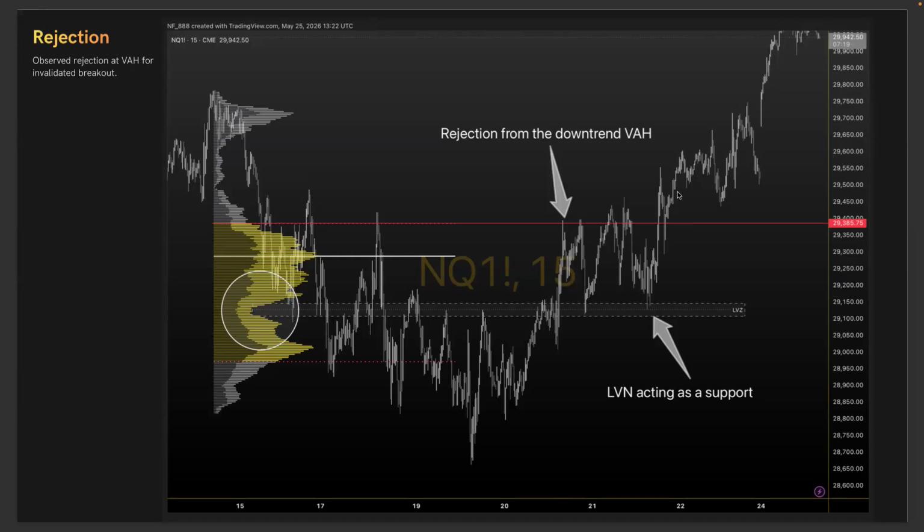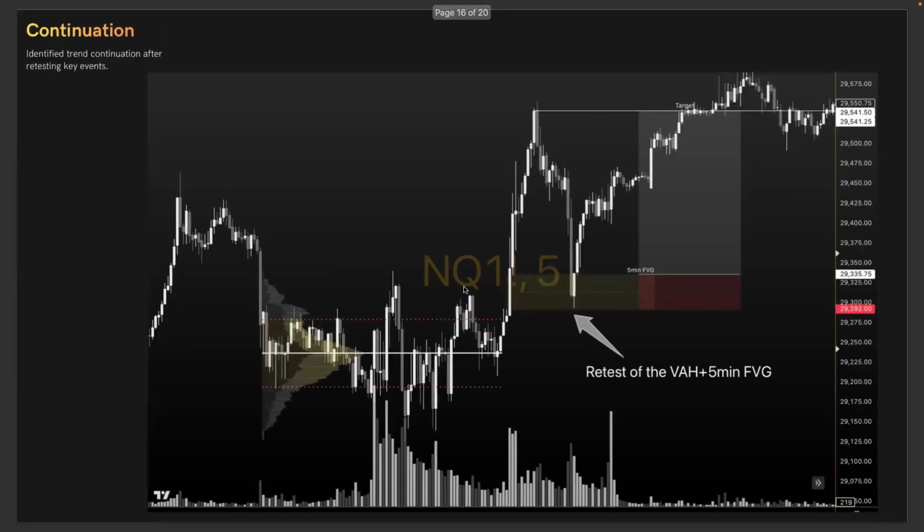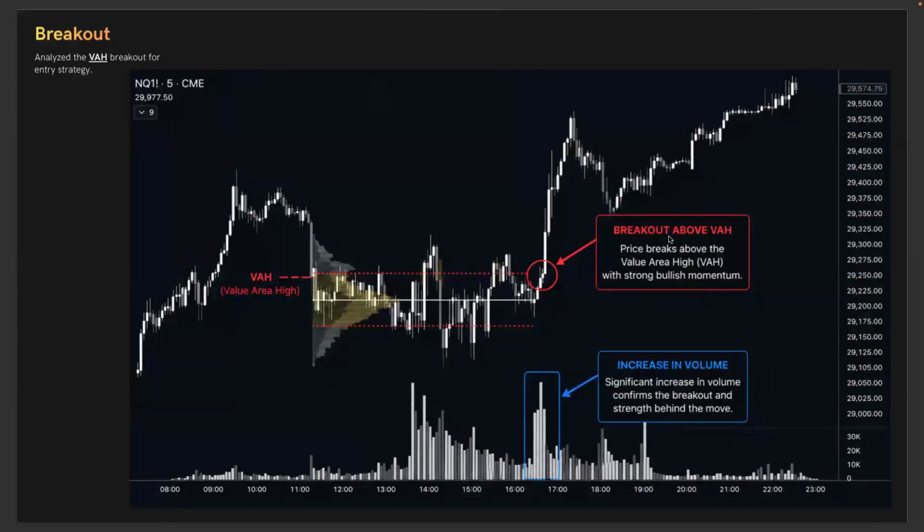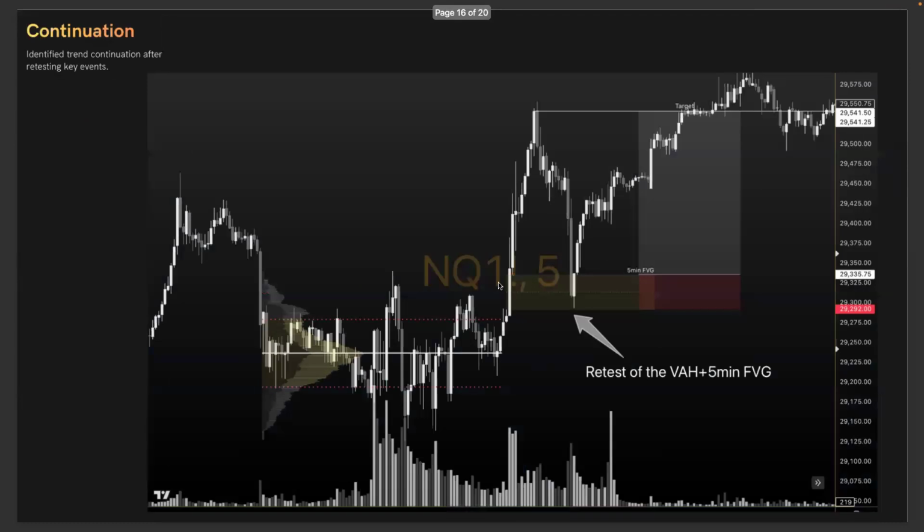Look at it as a zone. And once you reclaim that, then you can again look for some longs or calls. This is now an NQ chart, but it can be any other chart. It can be SPY, it can be any other stock. And then we have a continuation trade. This is the same setup as the breakout. Same chart, same thing, same volume profile here.